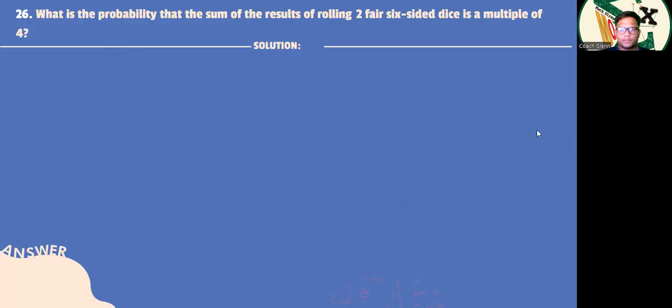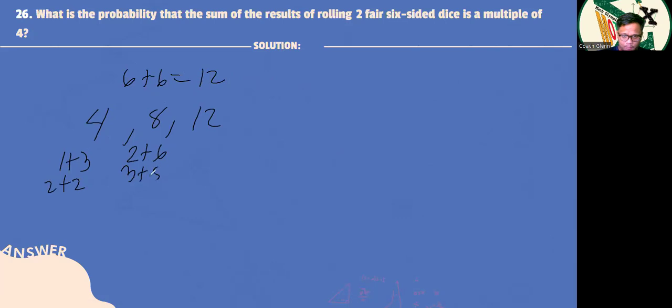What is the probability that the sum of the results of rolling two six-sided dice is a multiple of 4? So we're talking about the sum is a multiple of 4. The highest possible result is 6 plus 6, so that's equal to 12. So we're looking for results of 4, 8, and 12. Let's start with 4. For 4, we can have 1 plus 3, and we also have 2 plus 2. For 8, we have 2 plus 6, 3 plus 5, and then 4 plus 4. For 12, we can only have 6 plus 6.